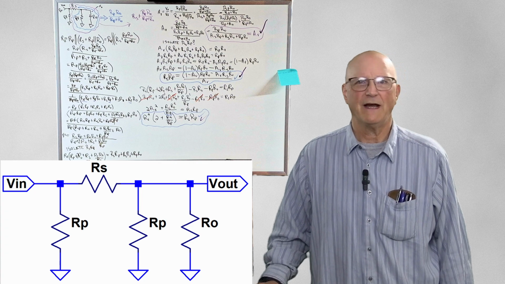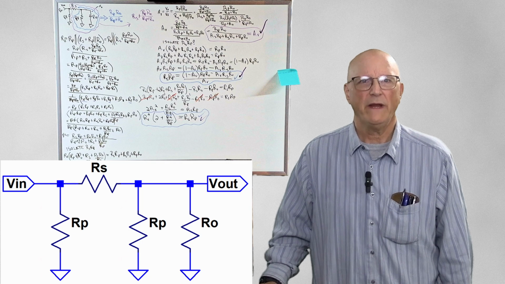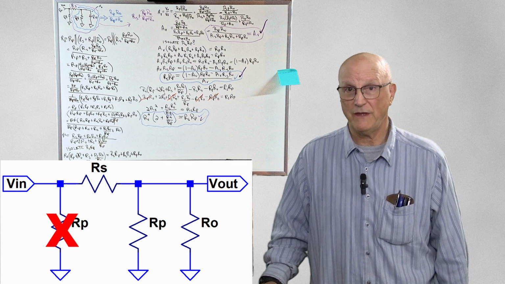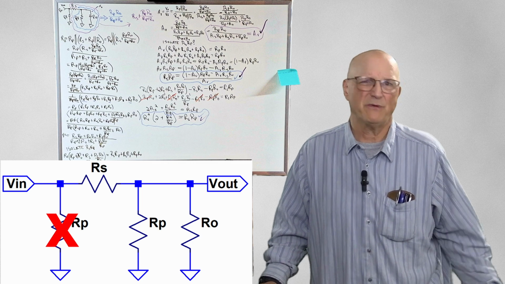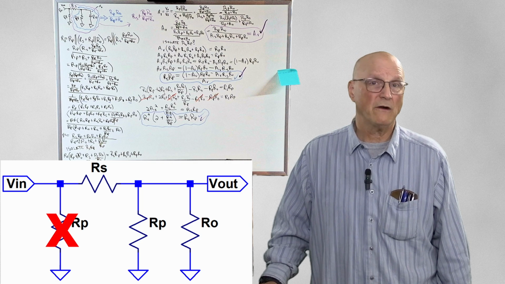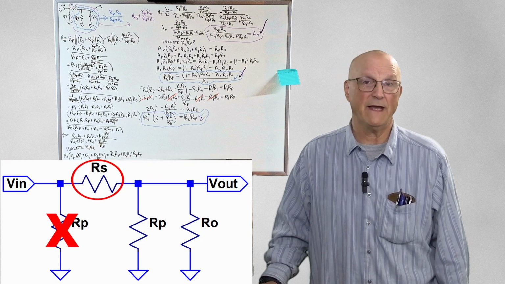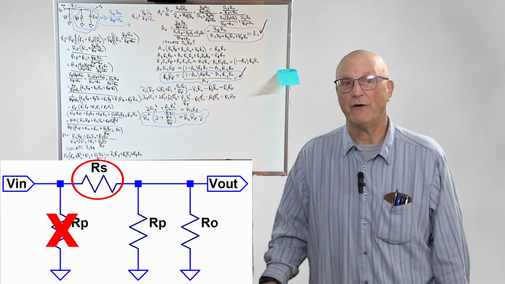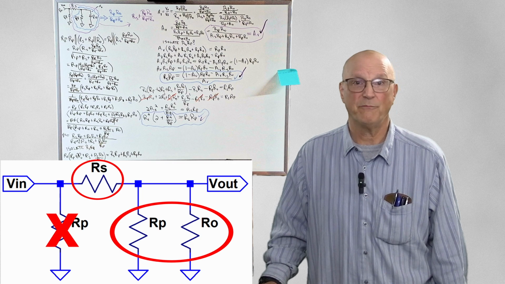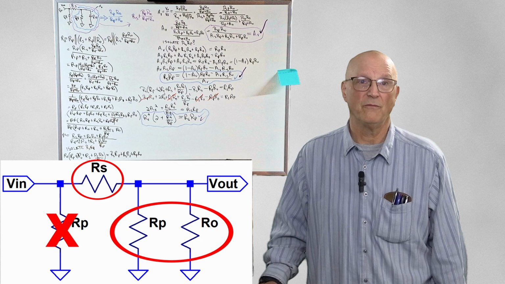Looking at this circuit, I can see that we have a simple voltage divider. We can ignore the first resistor Rp, which is in parallel with the input, because it does not participate in the voltage divider in any way. We are left with a voltage divider input resistor, which is Rs, and a voltage divider output resistor, which is the output parallel resistor Rp, in parallel with the output load resistor Ro.